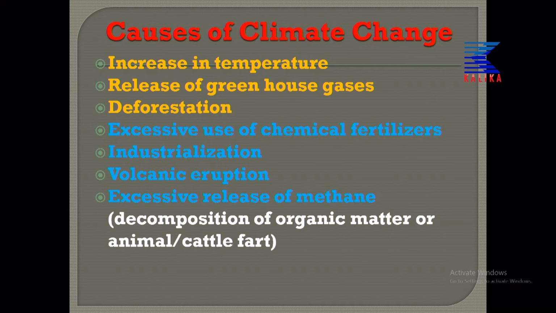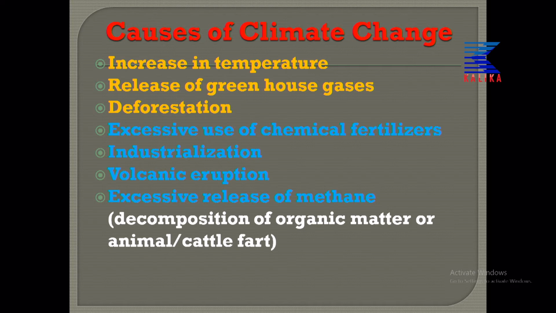Number one, increase in the temperature of the earth because of the greenhouse effect. In the last class, we talked about the greenhouse effect, the phenomenon of increasing the temperature of the earth. So the earth's temperature is increasing day by day, every year. Because of the increment of the temperature, climate change is the consequence of that. Next, release of greenhouse gases. We talked about greenhouse gases: carbon dioxide, chlorofluorocarbon, oxides of nitrogen, nitric oxide, nitrogen dioxide, methane. These are produced from industries or vehicles or air conditioners, the fridge, etc. And they cause the greenhouse effect, leading to the increase in temperature of the earth.